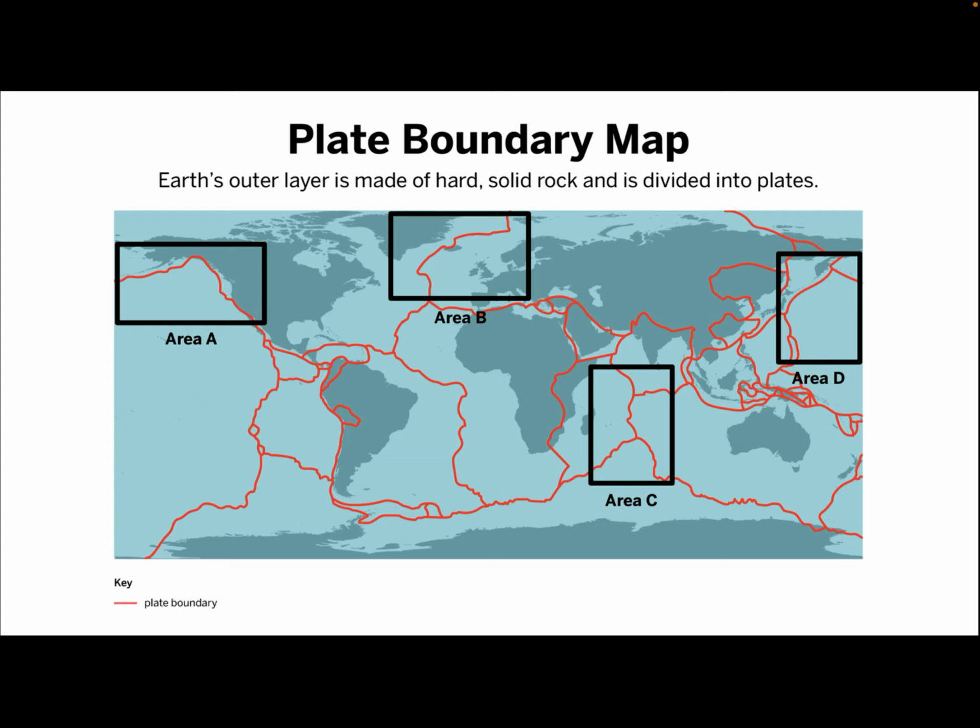We know that Earth's outer layer is made of hard solid rock, and it's divided into plates, and these plates meet. It's not like there are gaps in between the plates at all. Where the plates meet, and you can see those in the areas A, B, C, and D, every place where one plate meets another plate is called a plate boundary. On this map, if you look at the bottom left, there's our key, and we can see the red lines are the plate boundaries.